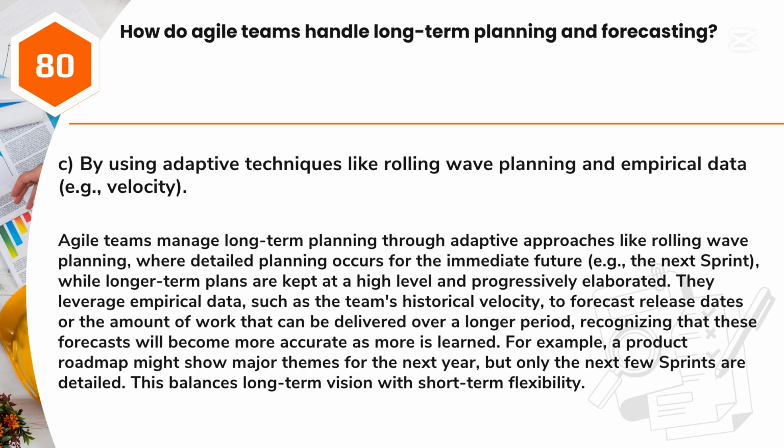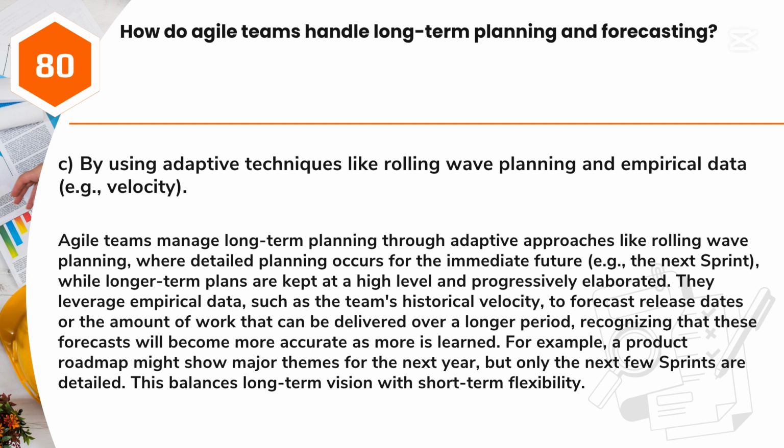Answer: C. By using adaptive techniques like rolling wave planning and empirical data, e.g., velocity. Agile teams manage long-term planning through adaptive approaches like rolling wave planning, where detailed planning occurs for the immediate future, e.g., the next sprint, while longer-term plans are kept at a high level and progressively elaborated. They leverage empirical data, such as the team's historical velocity, to forecast release dates or the amount of work that can be delivered over a longer period, recognizing that these forecasts will become more accurate as more is learned.